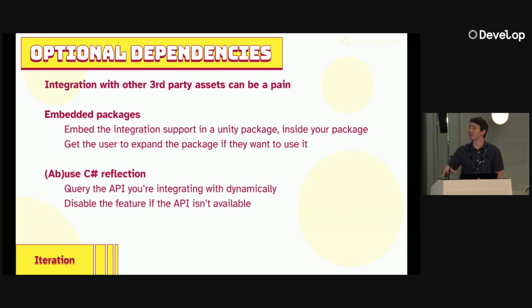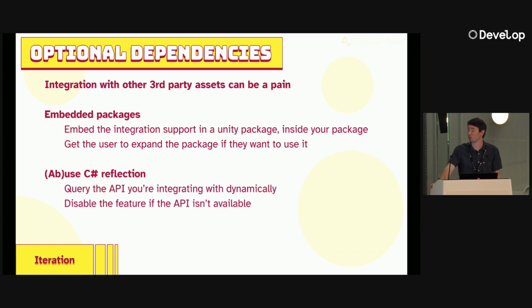There are two main kinds of ways of dealing with this. Embedded packages. And you've probably seen this for something like Playmaker. Embedding the support files for a particular extended functionality within a package, within your package, and then telling the user to expand that to get the feature they need. And this is really good. And for Playmaker, this makes a lot of sense. They have lots and lots of integrations with other things.